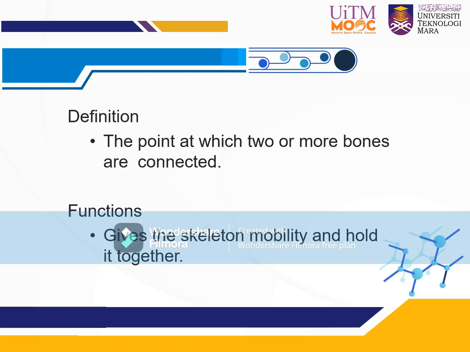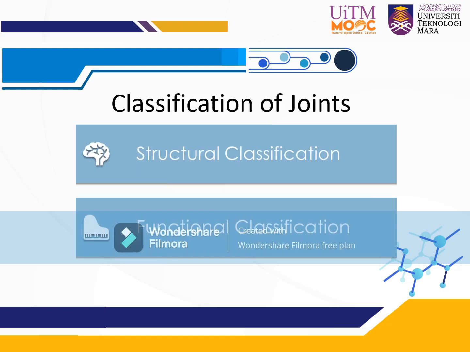What do you know about joints? Basically, joints can be defined as the point at which two or more bones are connected. Joints give the skeleton mobility and hold it together. Joints can be classified into two, namely functional classification and structural classification.